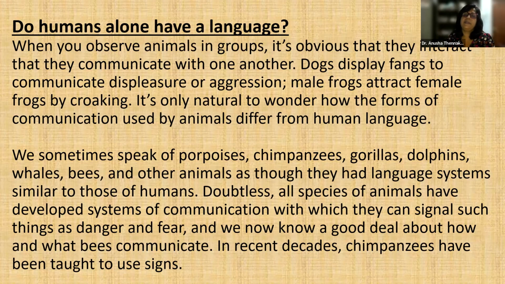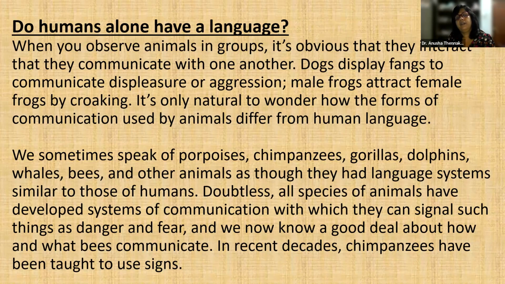Doubtless, all species of animals have developed systems of communication with which they can signal such things as danger and fear. They have their own system. When there is danger, they communicate. When there is fear, they communicate. I suppose you all have seen crows, kaputo, and how they communicate. Whenever they see something eatable, they make noises, and after hearing those noises, other crows come to the place. That's their way of communicating.